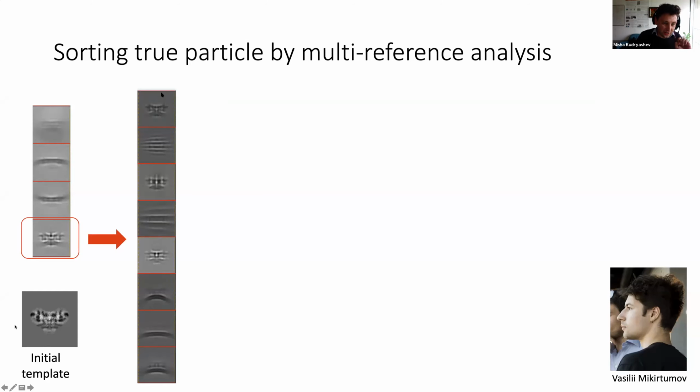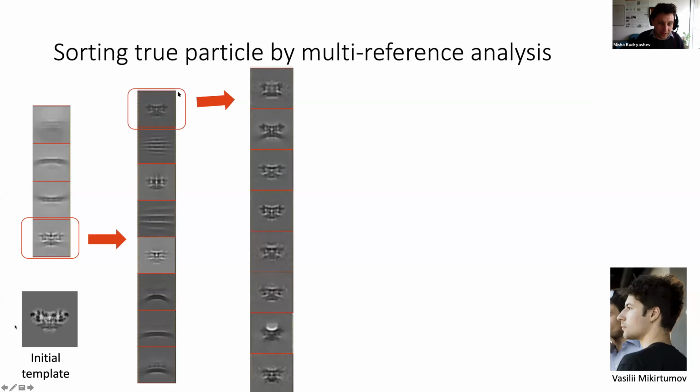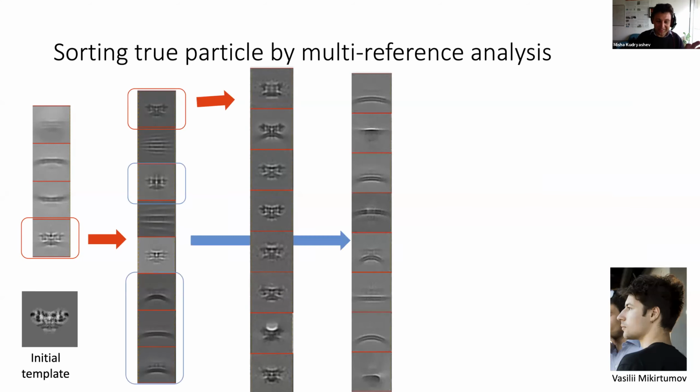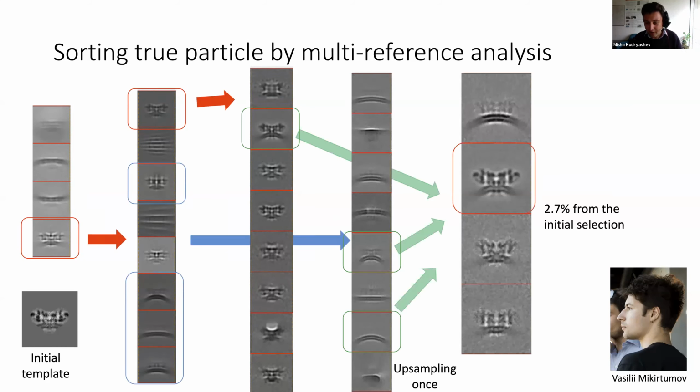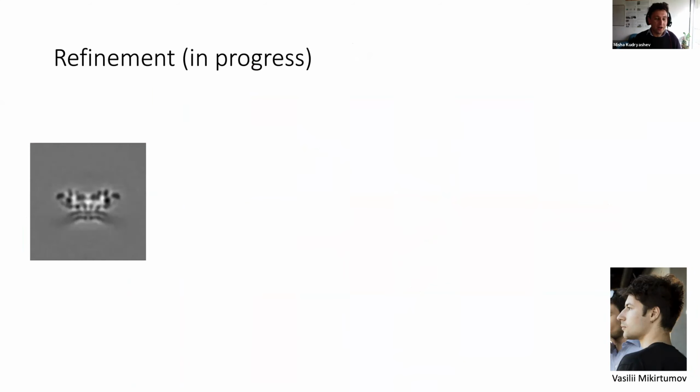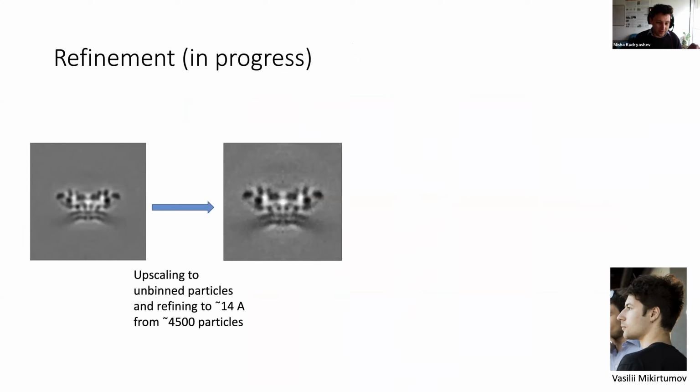Like here, he takes this class and then classifies the particles from this class into other classes. And actually here we see that it looks like there are good particles in there. And then he takes the rubbish classes and still tries to recover the good particles from them, after which he ends up with roughly 3% of the initial selection of particles, which actually are mostly particles, and we can look at them and see that they are particles, right? So we only keep those, and then we refine. We first do subtomogram averaging with lower binning, and we get roughly to 14 angstrom from roughly 4,500 particles.